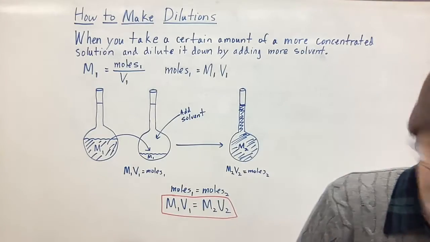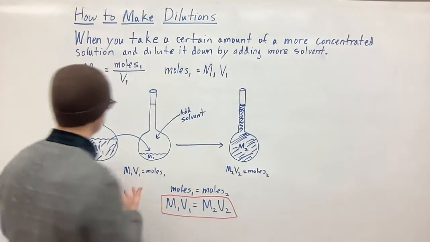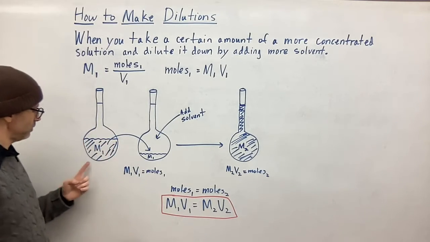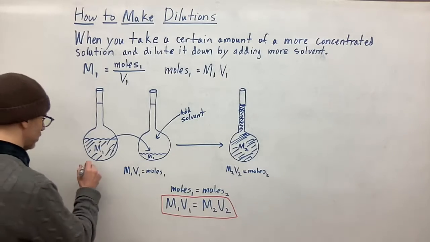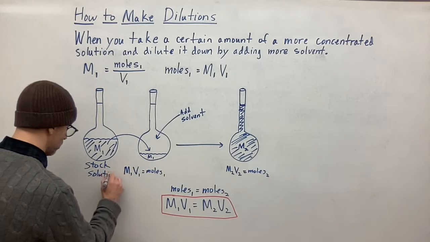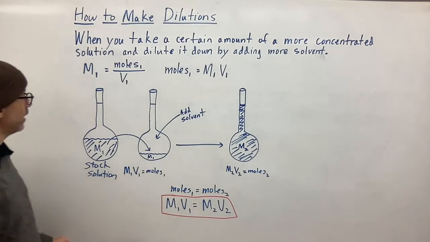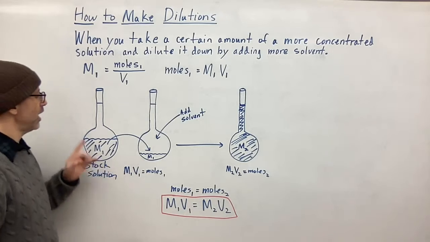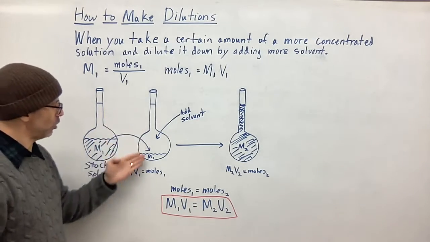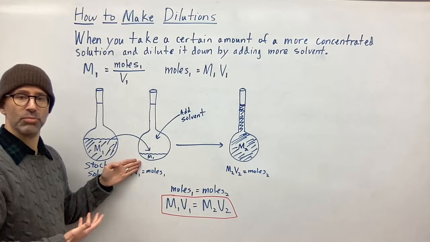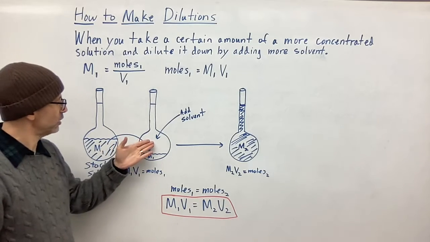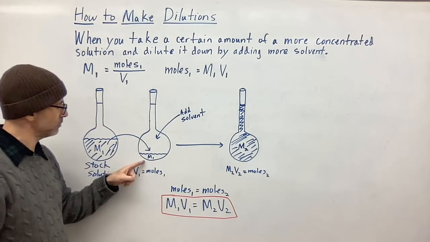So I have a picture here to express this mathematically. Here's my stock solution, which is a higher concentration. I'm going to take some of this stock solution and add it to an empty volumetric flask of the volume that I want to make of the new diluted solution. Let's say this is 100 milliliters. So I'm taking a little bit and I put it in there.